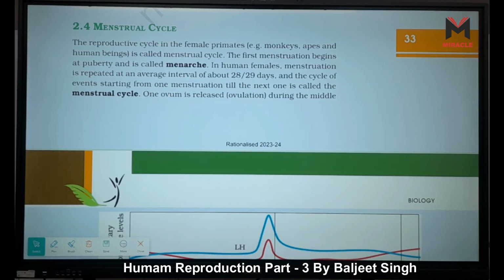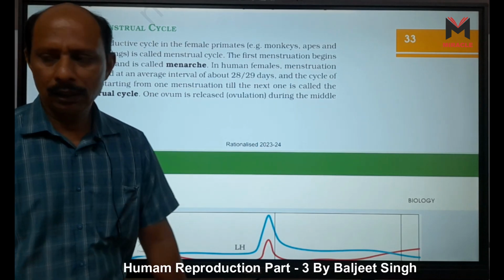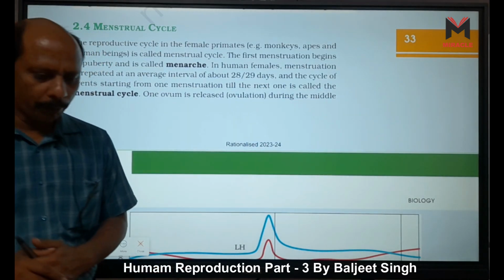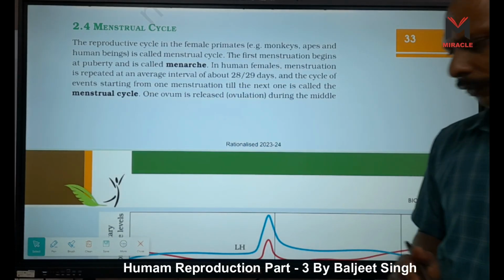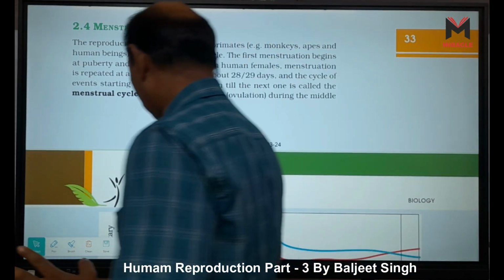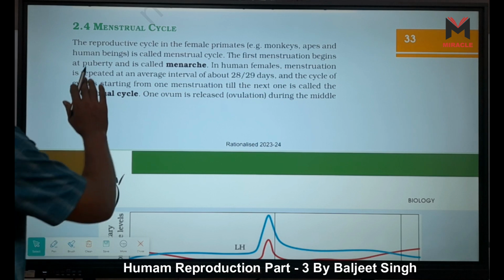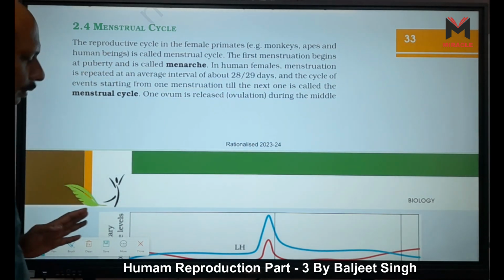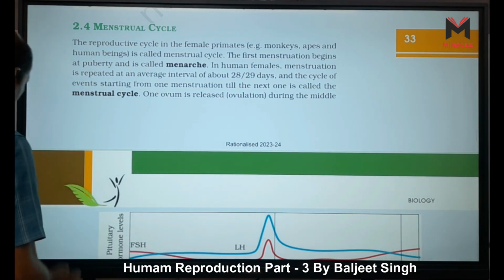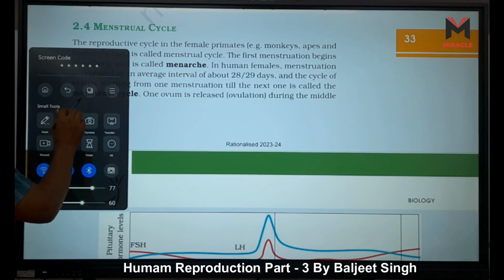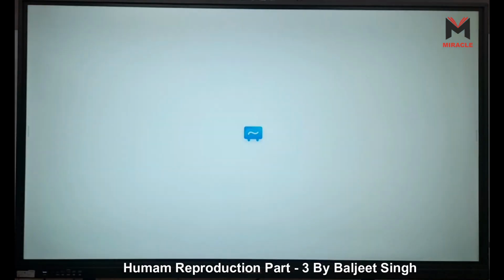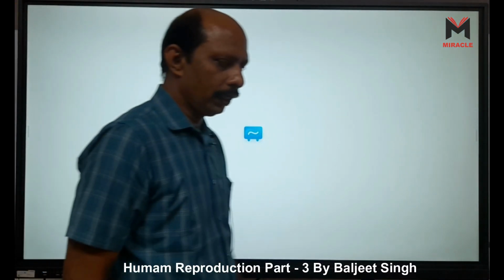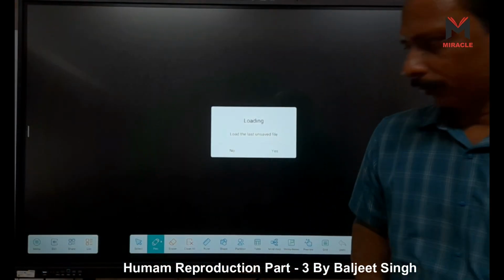Now the second point is given here. The next point is our menstrual cycle. Before going to the menstrual cycle, I want to tell you about the development of follicles, right? Then it becomes easy to understand the menstrual cycle. So first, come to the development of a graafian follicle.